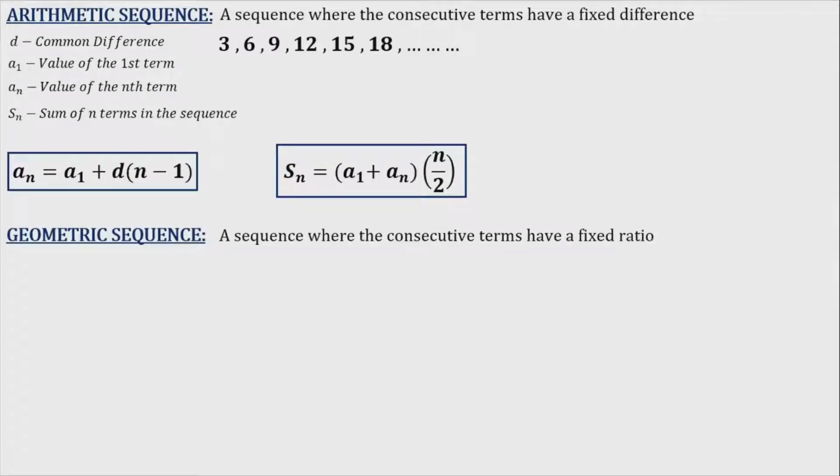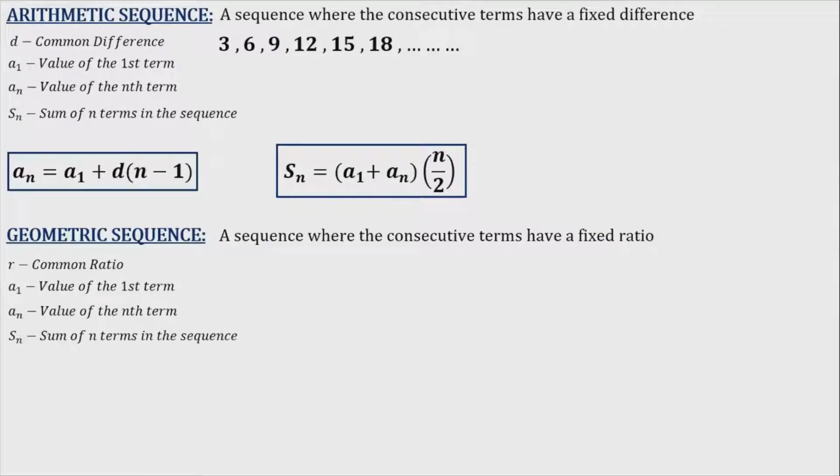Then, ang geometric sequence naman is a sequence where the consecutive terms have a fixed ratio. R is yung common ratio. A1 is yung value of the first term. AN is the value of the nth term. And yung SN daw is sum of n terms in the sequence.